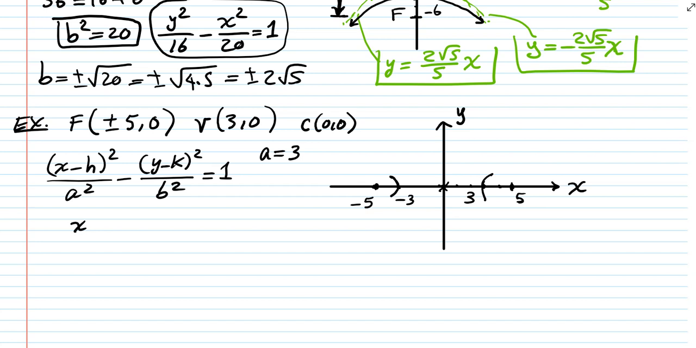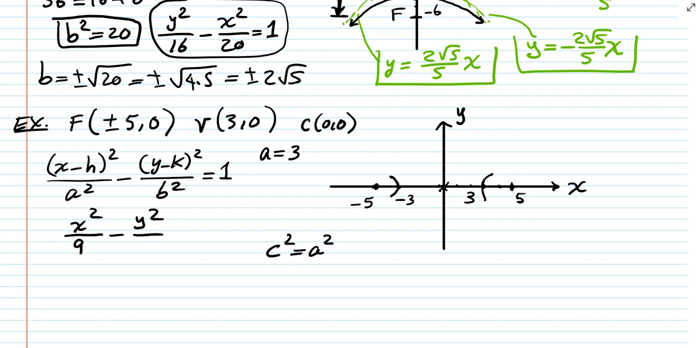So if h is 0, that numerator becomes just x squared, and a is 3. Square that, you get 9. Minus k is 0, so the second fraction's numerator is y squared. And b squared, well, we need to find b. How do we get it?